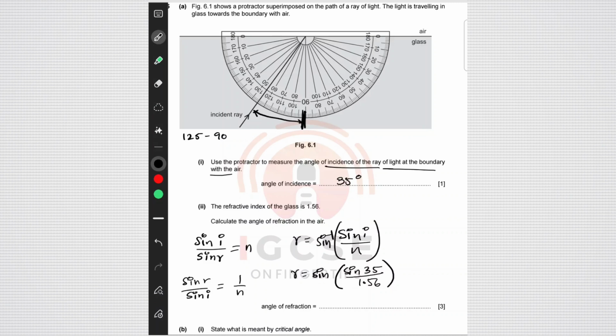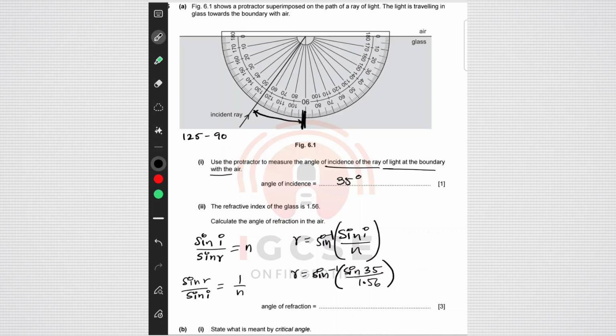So I have sine inverse of sine 35 divided by 1.56. Oh, I am getting a syntax error. Is there a mistake I have made? I don't think so.